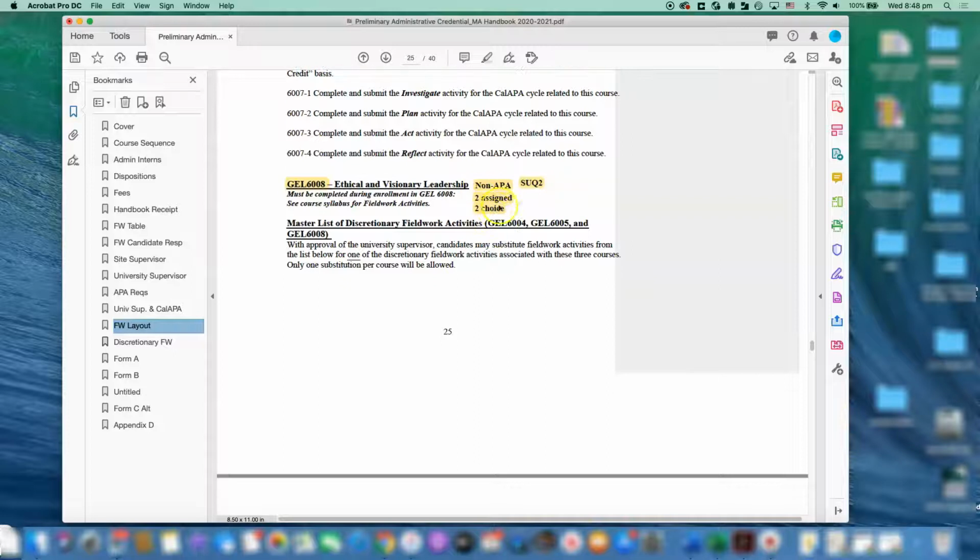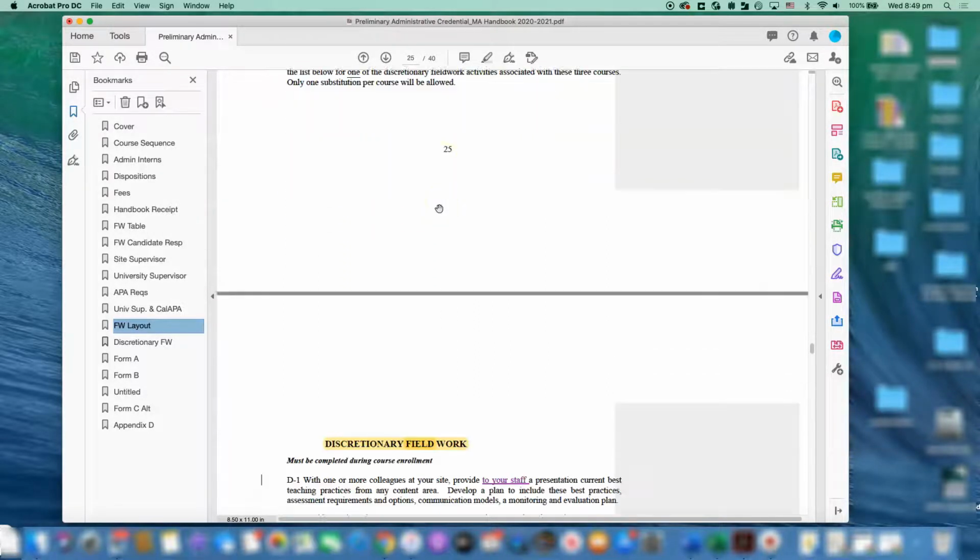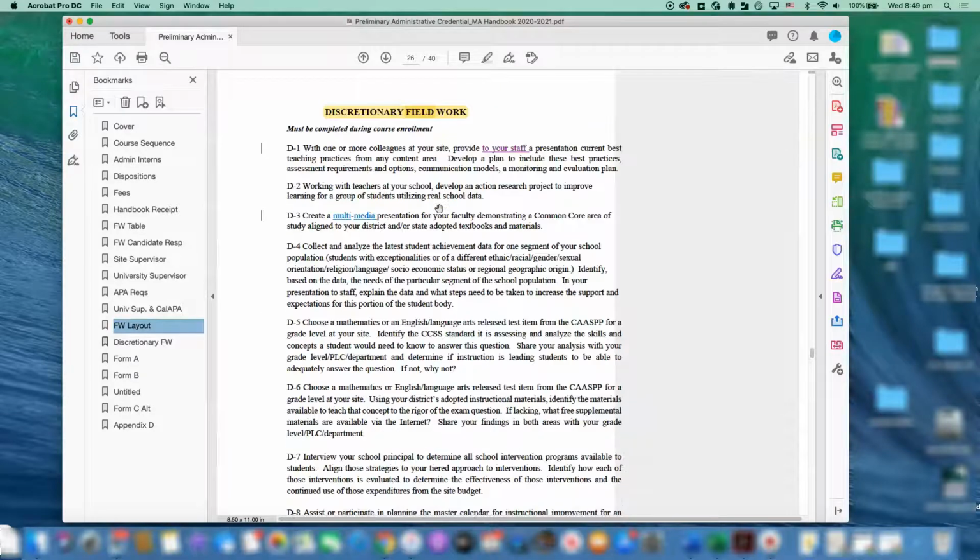6008 is a non-APA, and that's 2 assigned and 2 choice, and that's the last course you're taking in the summer. So this is the discretionary list. This is the one you can pick 2 from for each non-APA course.